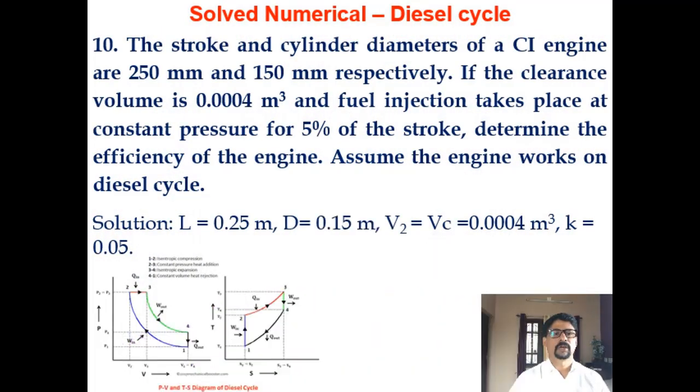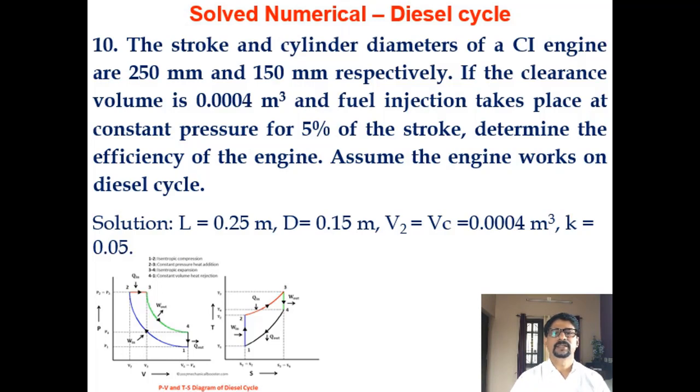Okay, let us solve this problem. The stroke and cylinder diameters of a CI engine are 250 mm and 150 mm respectively. If the clearance volume is 0.0004 meter cube and fuel injection takes place at constant pressure for 5% of the stroke, determine the efficiency of the engine. Assume the engine works on the diesel cycle. So let us analyze this question.